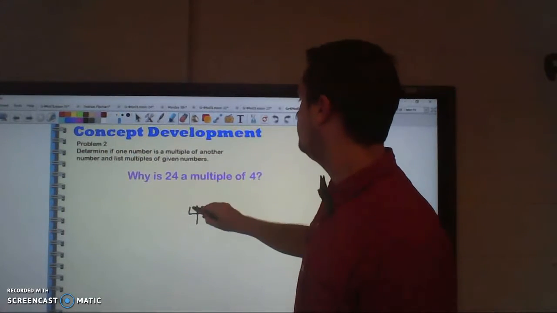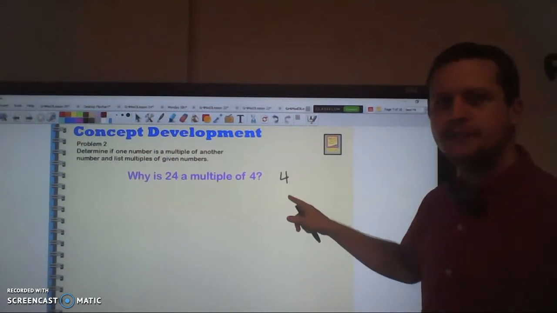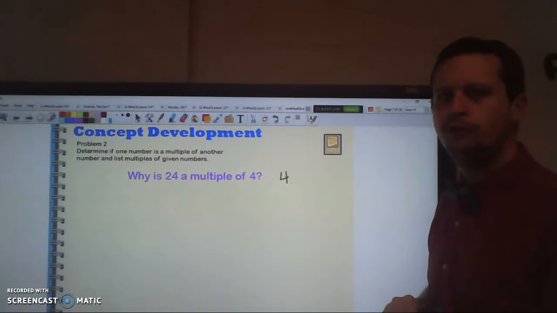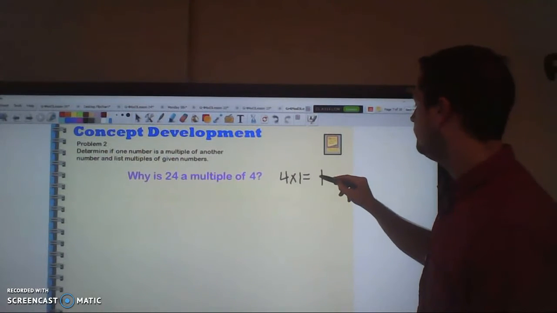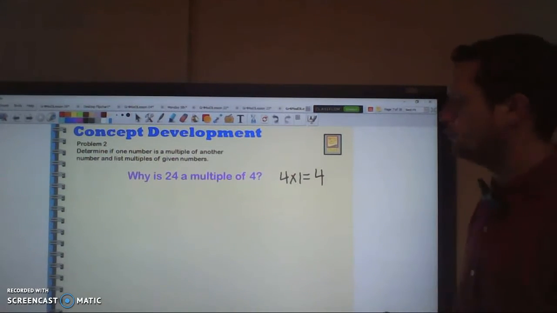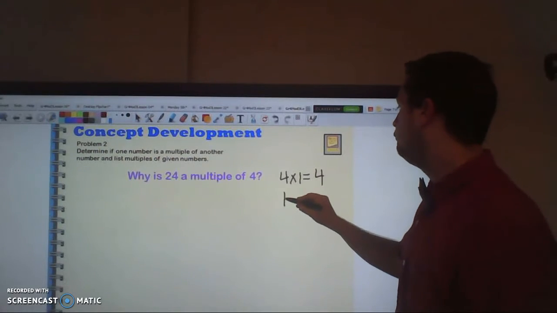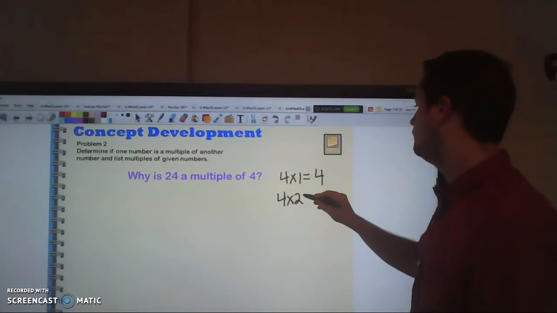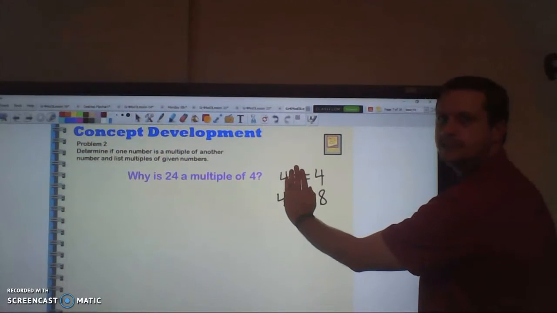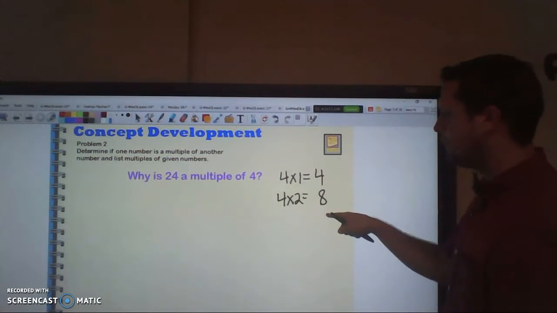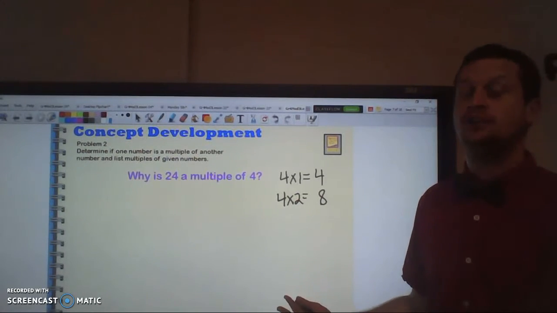I'm going to need a little bit extra room, so I'm going to write my 4 over here. Okay? So that is my first multiple of 4, because I can do 4 times 1 to get 4. So 4 is my first multiple. To figure out my next multiple, I would do 4 times 2, which would be 8. So these are my multiples. 4, 8. Now you may know how to count by 4s. That's awesome if you do.